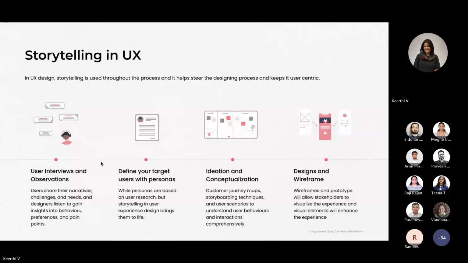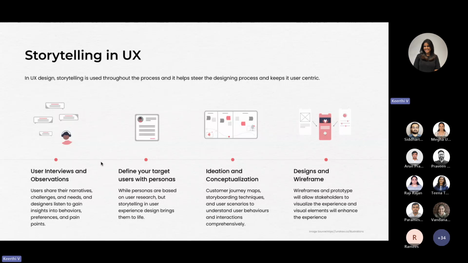And then comes ideation and conceptualization, where we define all the problems the user has faced and all the ideas we could use to solve them. All of this is done through various important tools. In this space, we use tools like customer journey maps, storyboarding techniques, and user scenarios. All of this is used to jot down the problems, what kind of solutions we can produce, and the different scenarios the user goes through, which will help give us the best solution.